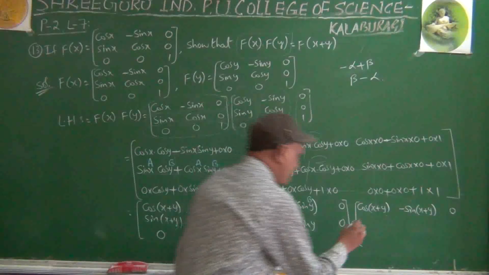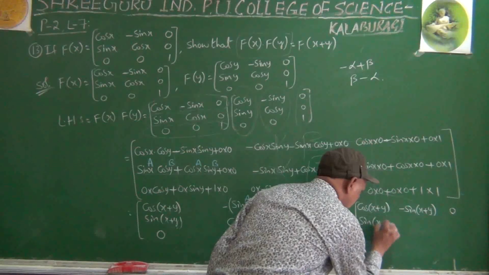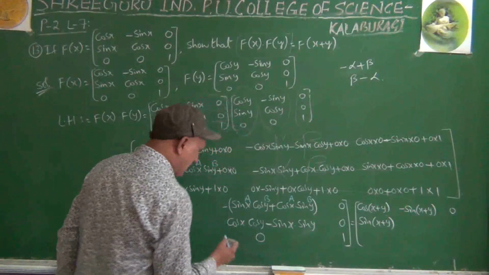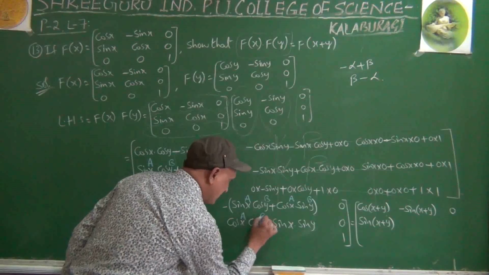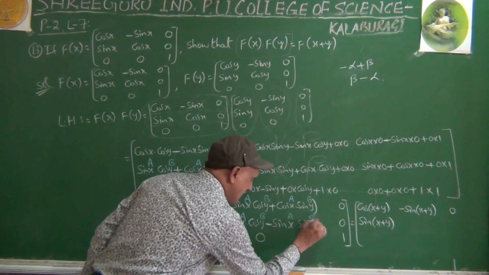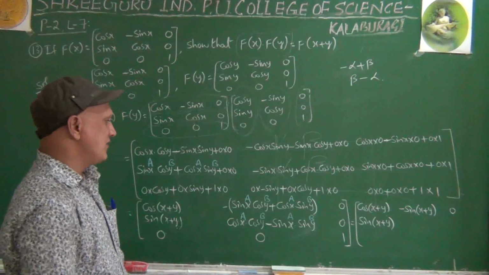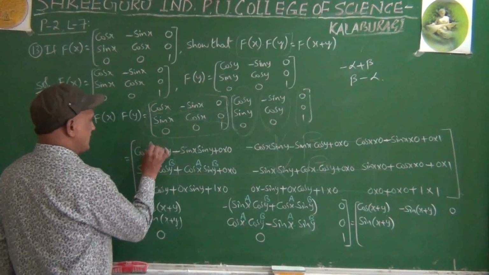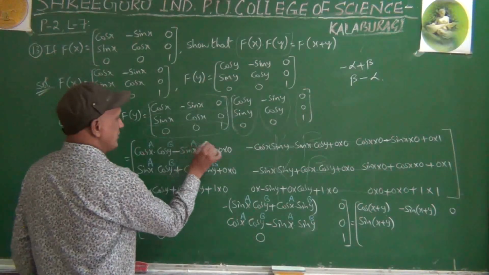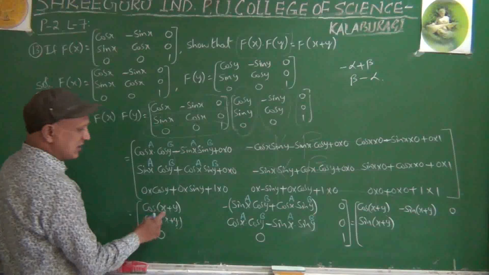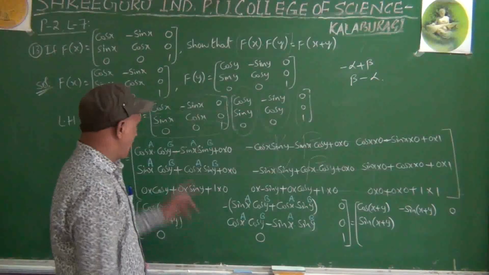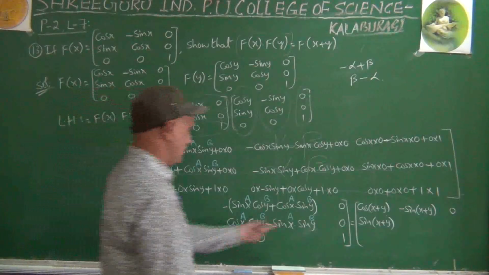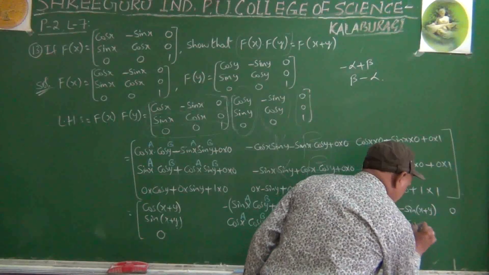Sin of x plus y. Cos a cos b, again the formula: cos a cos b minus sin a sin b, cos of a plus b. Same like that: cos x cos y minus sin x sin y, cos of x plus y.